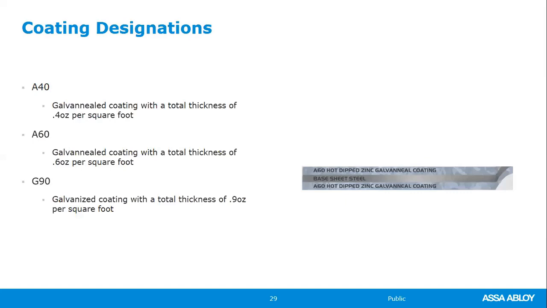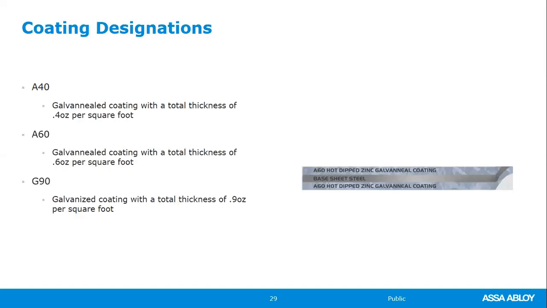So the A40 is basically telling you you have 0.4 ounces of zinc per square foot of material on both sides. So you've got 0.2 on each side, making the total 0.4 ounces. A60 is 0.6 ounces, so you've got more zinc per square foot of material. The G90 is going to be even more, but again, the downside with the G90 is we don't keep a lot of that in inventory, and there's the difficulty with welding and modifying that product. So if you have a spec that calls for A40, what you're going to give them will be A60.